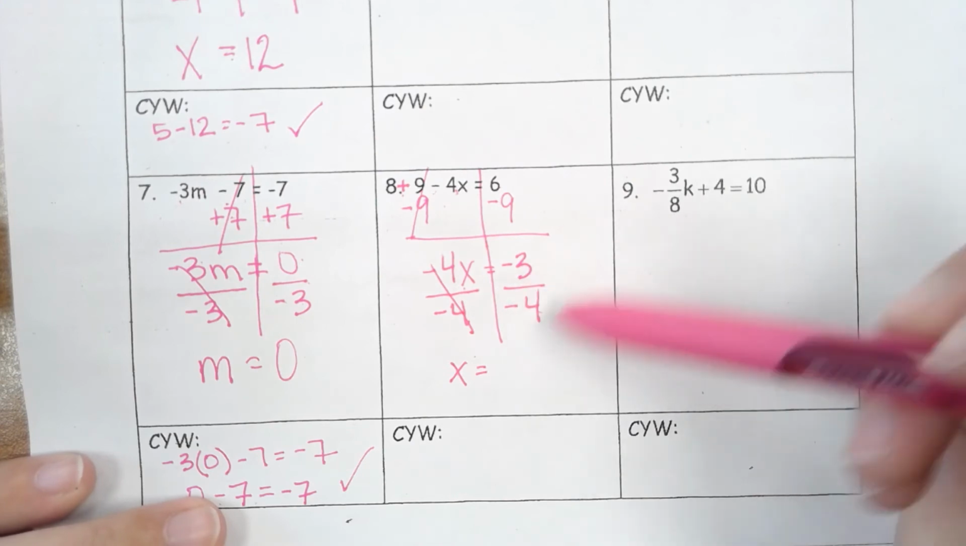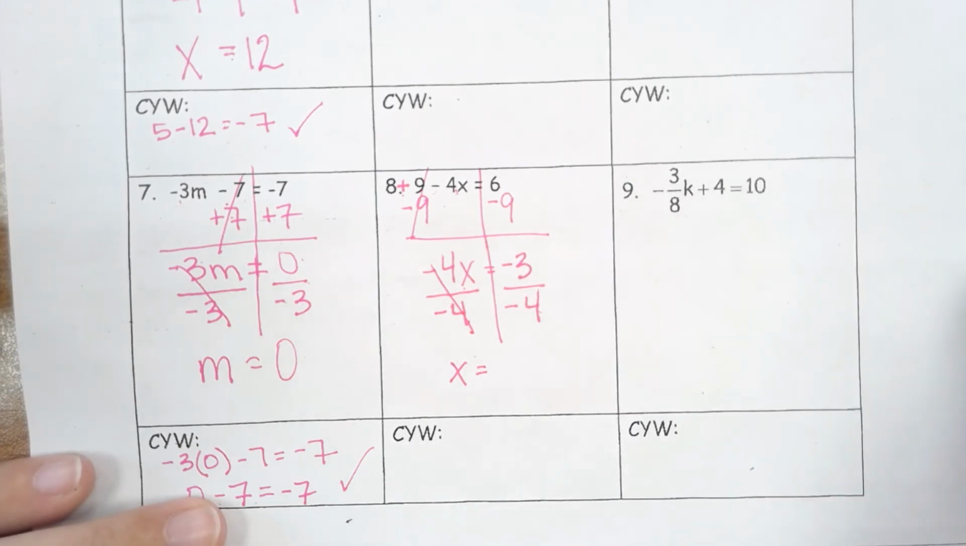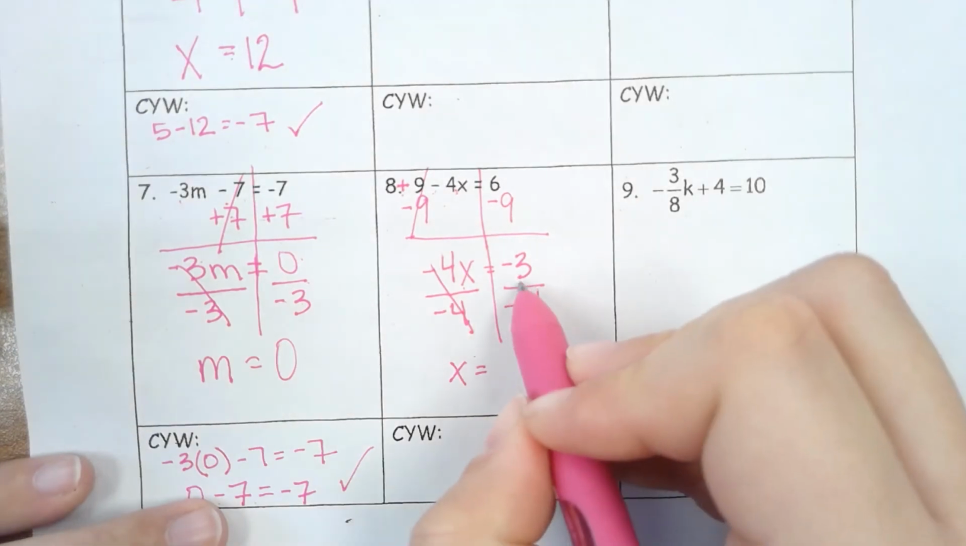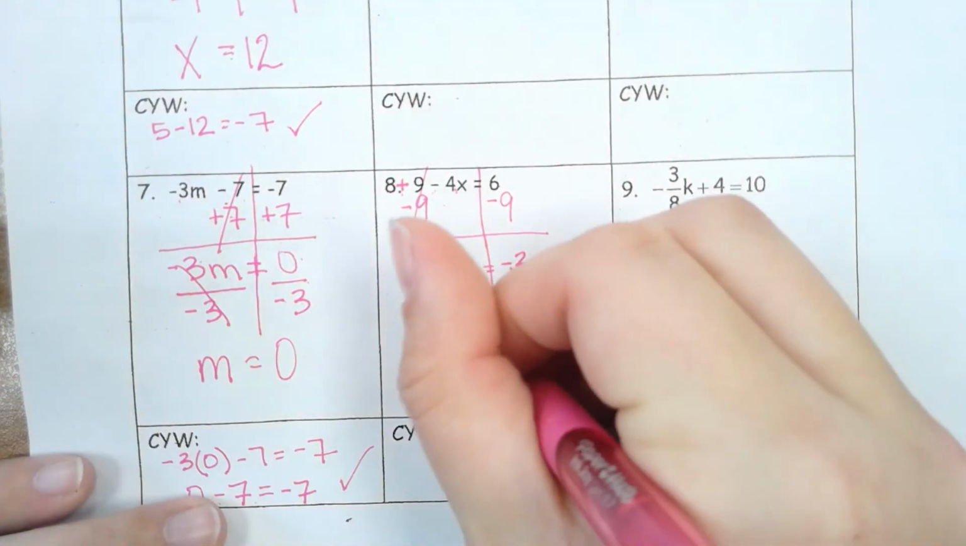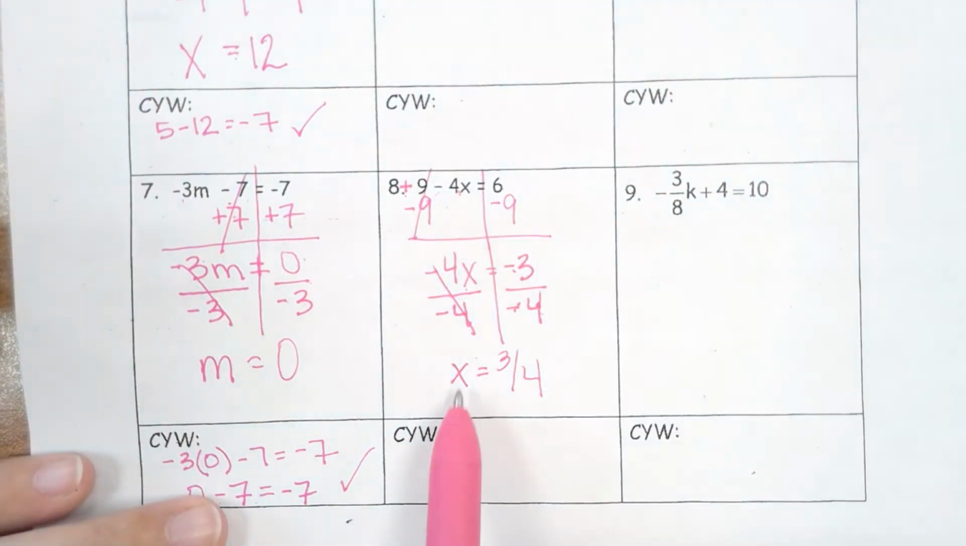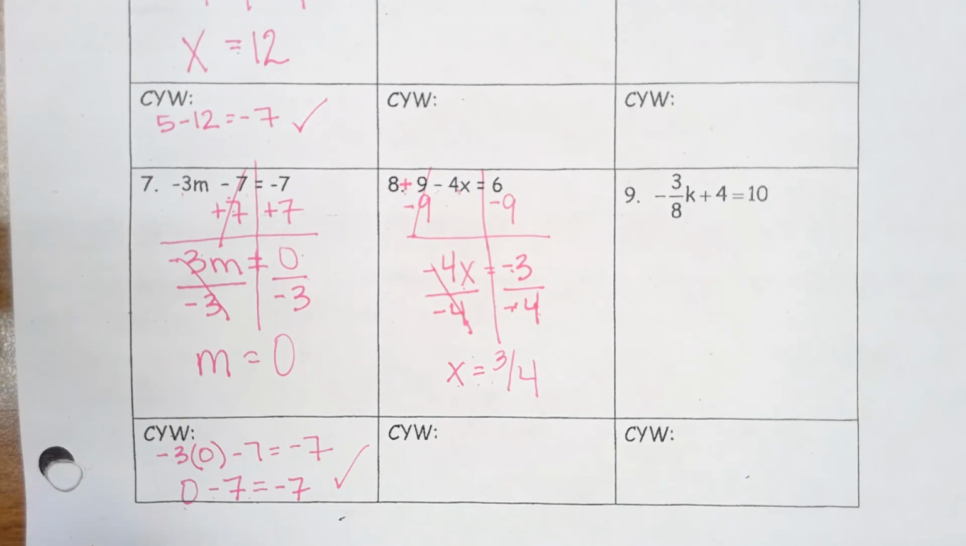I'm just going to leave it as a fraction. You can change it to a decimal, but I'm just going to leave it as 3/4. But a negative divided by a negative does equal a positive. So our answer would be x equals a positive 3/4.